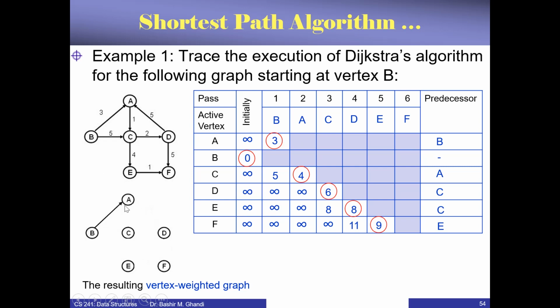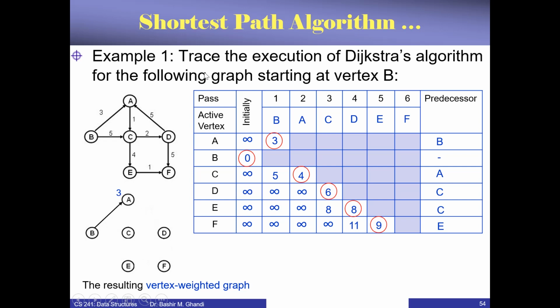Okay, there's an edge B to A, and there is a cost of 3 which we obtain for reaching A. So you also write that cost against A. Now notice here the value is not the weight of this edge. It's a common mistake students make.